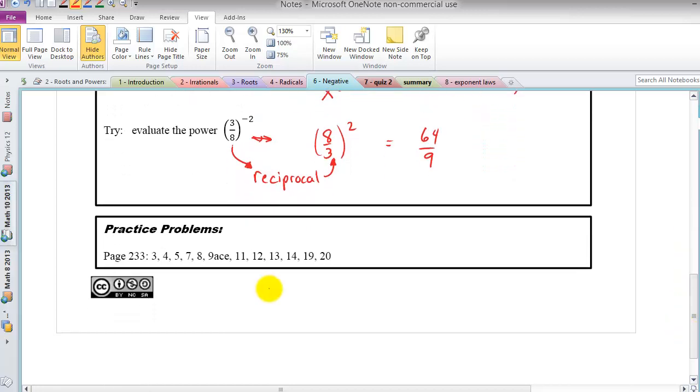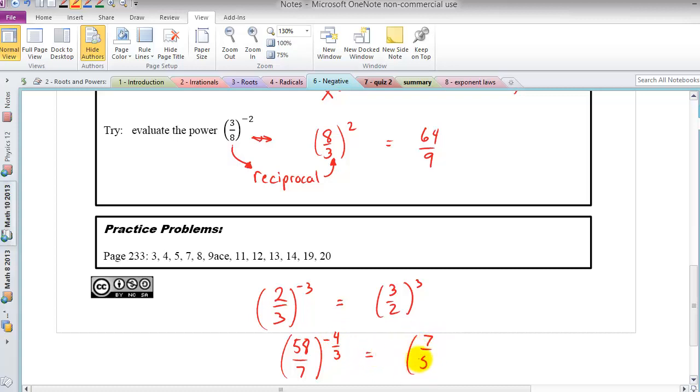But really the idea is, if you had 2/3 to the power of negative 3, that's equal to 3/2 to the power of 3. If you had 58 over 7 to the power of negative 4/3, that's the same as 7 over 58 to the power of positive 4/3. Okay, try out those practice problems and good luck.